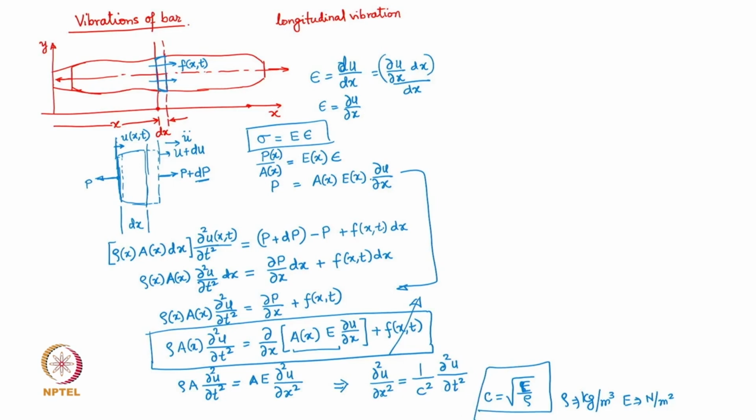And again, as we have done for the stretched string case, I can write ∂²u/∂x² equal to 1 by c squared ∂²u/∂t², and then I can write this u(x,t) again as two separate functions. One is in x and one is in time.